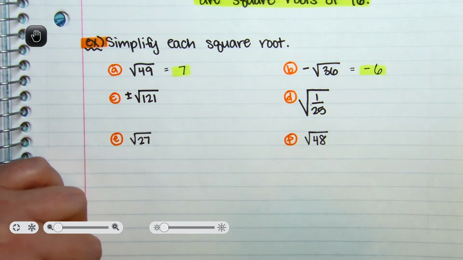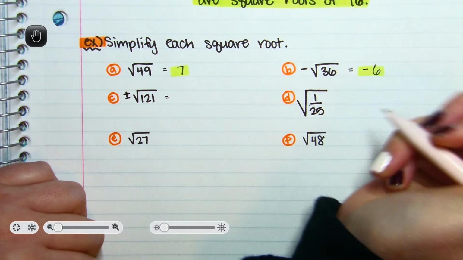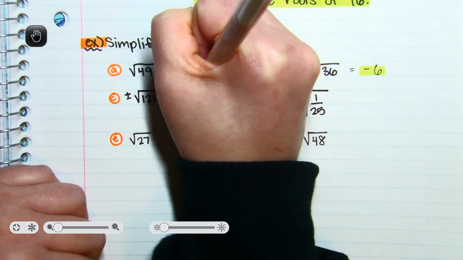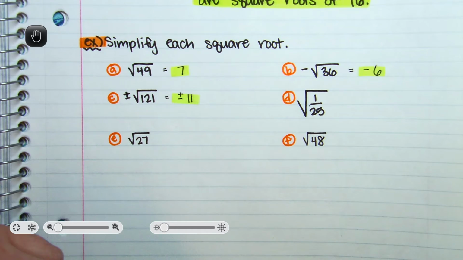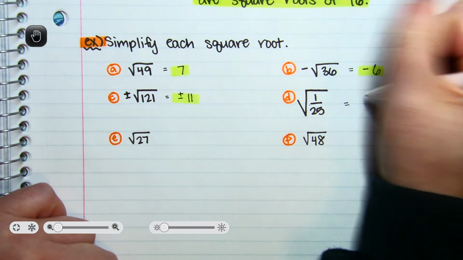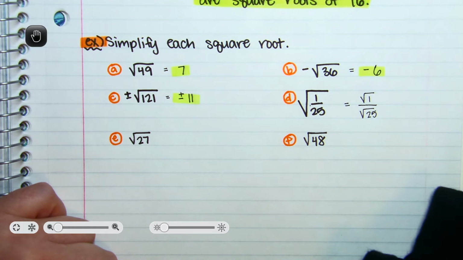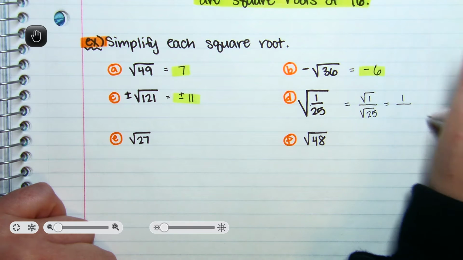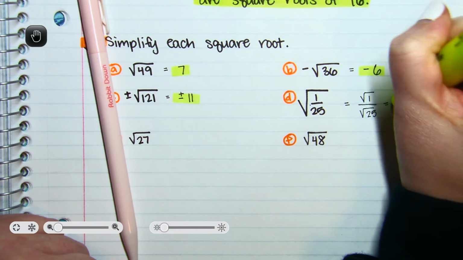The next one, what is the square root of 121? If you said 11, you are correct. And this plus or minus is written in front of the radical to start, so it stays written in front of our answer. Now this fraction is a little bit different. This is like saying the square root of 1 divided by the square root of 25. So the square root of 1 is just 1, and the square root of 25 is 5. So you just split it up into 2 pieces.